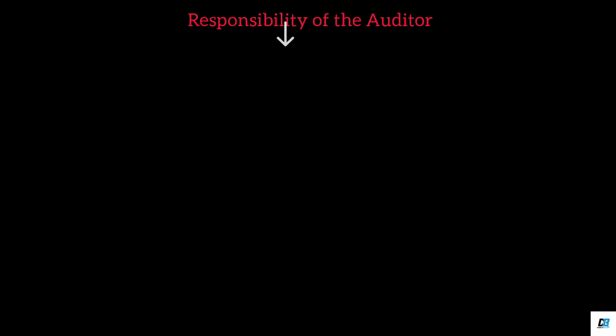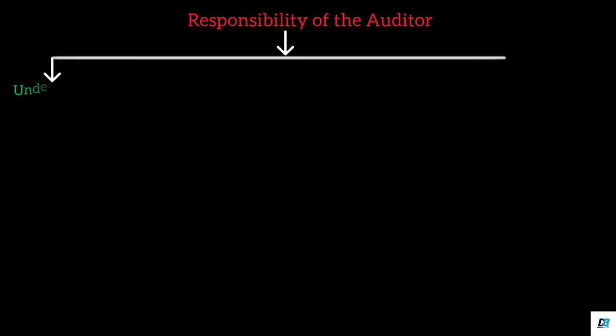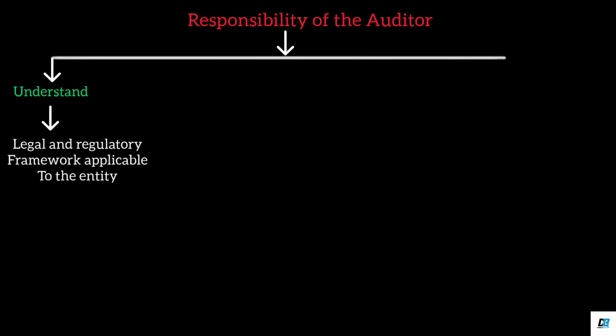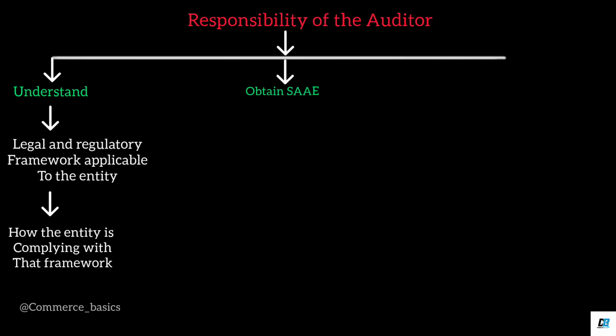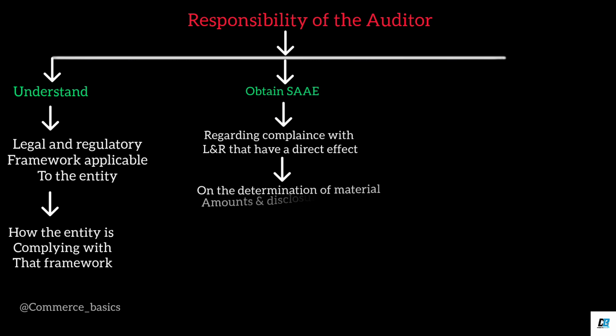Next, responsibility of the auditor. In responsibility of the auditor, the first responsibility is the auditor has to understand what are the legal and regulatory laws or framework applicable to this entity. Along with that, he also has to understand how the entity is complying with those laws and regulations. Once he understands that, then regarding certain laws and regulations which have a direct effect on the FS, he has to obtain sufficient and appropriate evidence. This is the first objective of the standard. So that is his responsibility.